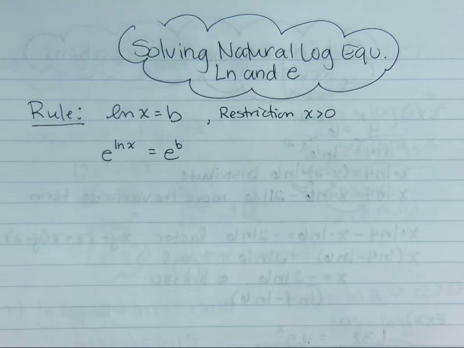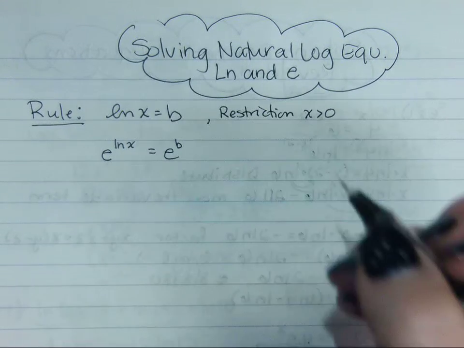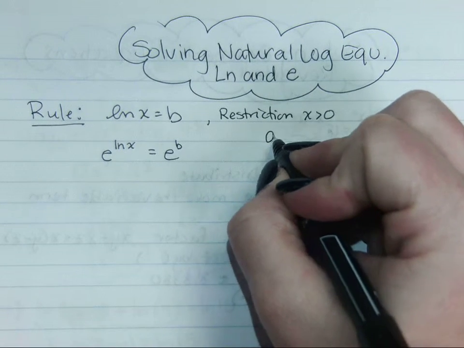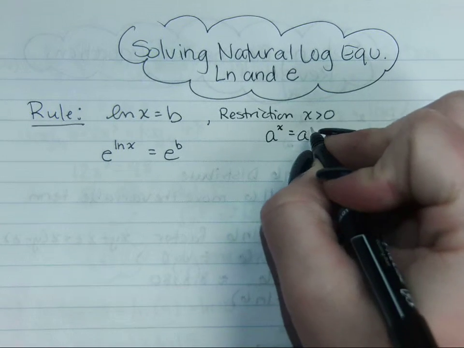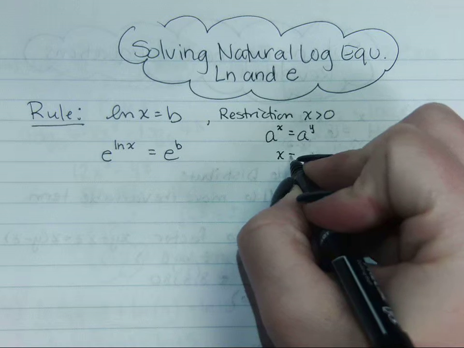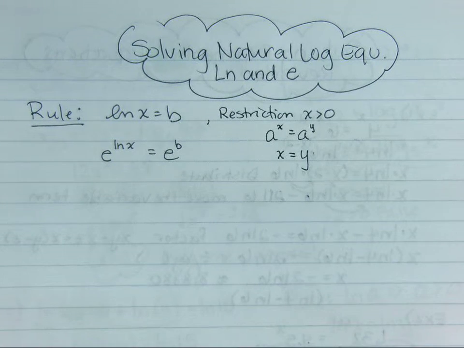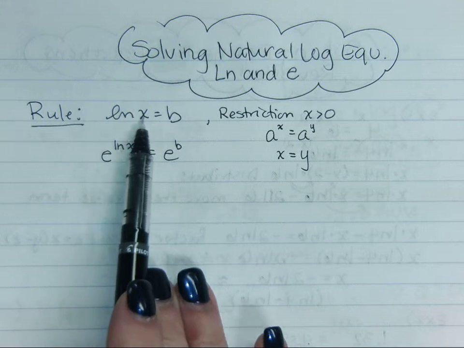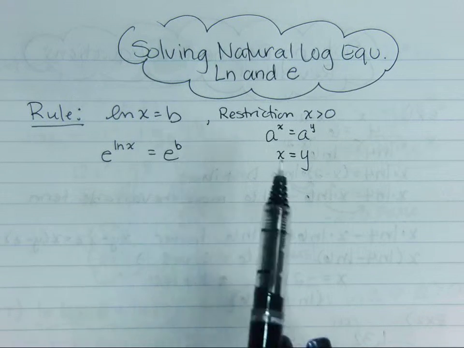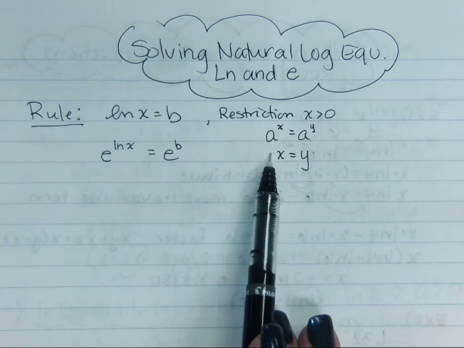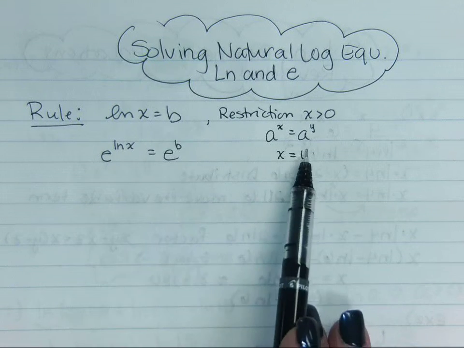In reality, what you're doing is using an old rule backwards. There was a previous rule where we said if a to the x equals a to the y, then our exponents can be set equal to each other. Now you're going to treat this ln of x equals b like your exponents. The left-hand side is going to be an exponent, and the right-hand side is going to be an exponent.